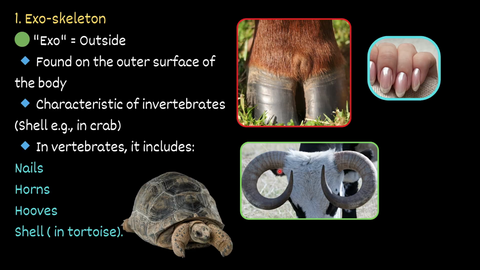inside the body. Exoskeleton means outside, found on the outer surface of the body. So they are mainly found in the invertebrates, like the shell in the crab. You will also find them in vertebrates, for example, nails. Nails are exoskeleton. Horns are exoskeleton. Hooves are exoskeleton. The shell, the outermost covering of the tortoise, is also exoskeleton.